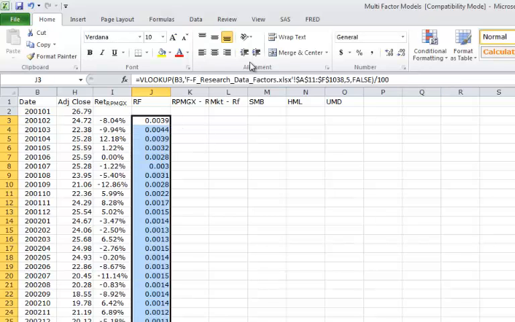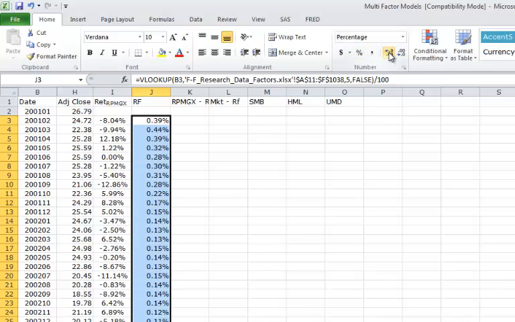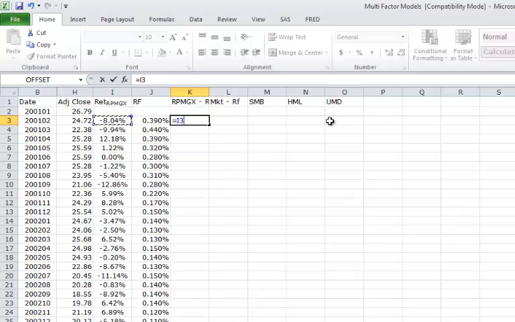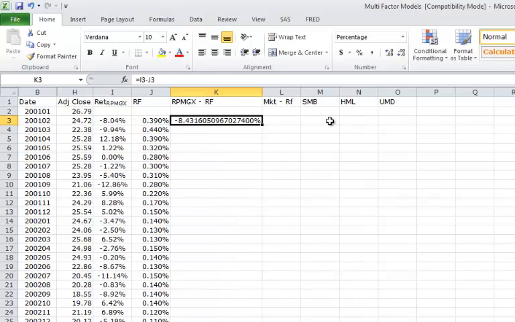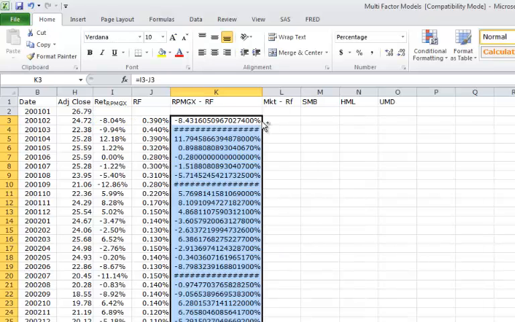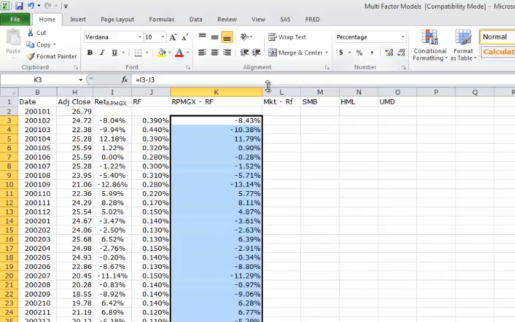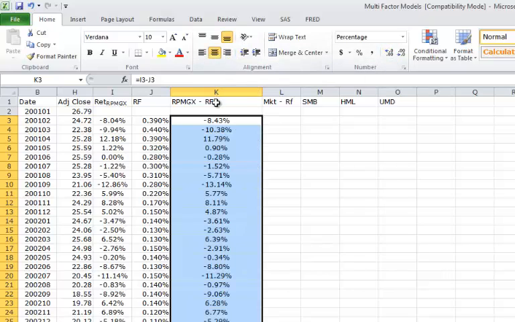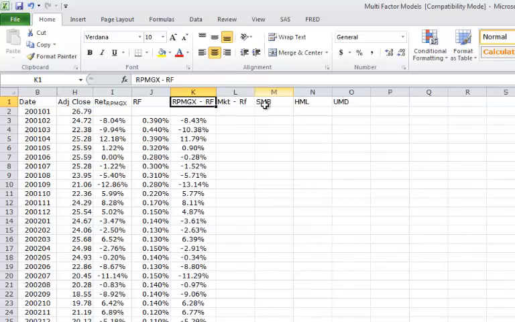Send that out down the line, give it percent, a few decimal places, and now we can calculate this, the return to the mutual fund minus the risk-free rate, turn it into a percent with a couple decimals, center it. Okay. Now we need the market minus the risk-free rate, the equity risk premium.